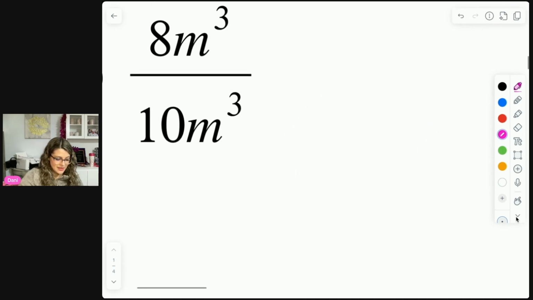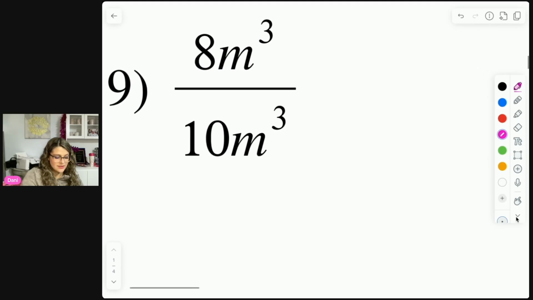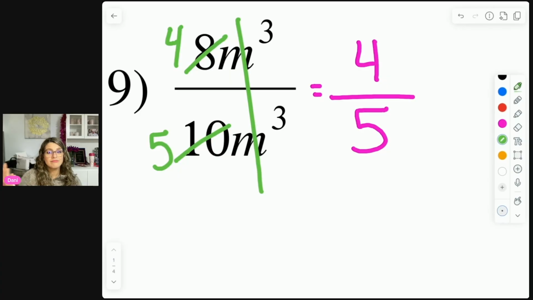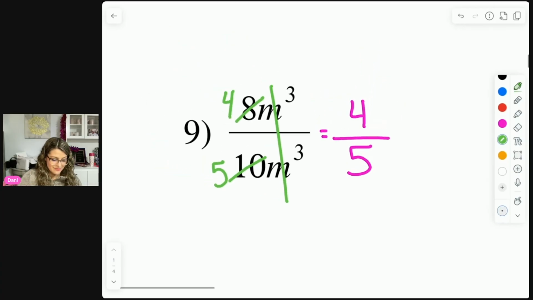I guess we can do number 9. All right, so let's simplify. These are both divisible by 2. So we get 4 and 5. Now, m cubed and m cubed, it's exactly the same. 3 minus 3 is 0. Anything to the 0 power is 1. So technically, that cancels out, and we're just left with 4/5. Life is good. Life is good.